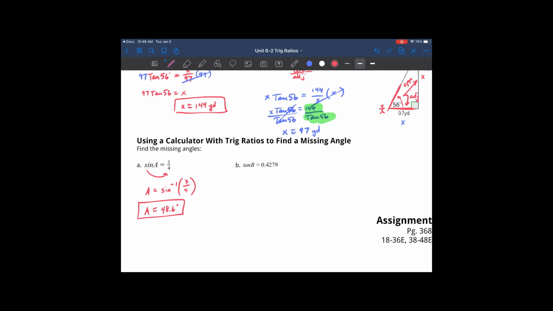So then this next problem, we want to find angle B, and I have a decimal over here to the right side, and that's totally okay. But what I do first is I move the tangent over using the property of moving it to the other side, and when I do that, it becomes the tangent inverse of what's already over there, in this case 0.4279. So in my calculator, I'm going to put second tangent and then 0.4279, and when you punch that in, it should give you 23.2 degrees. And that's how you find missing angles.